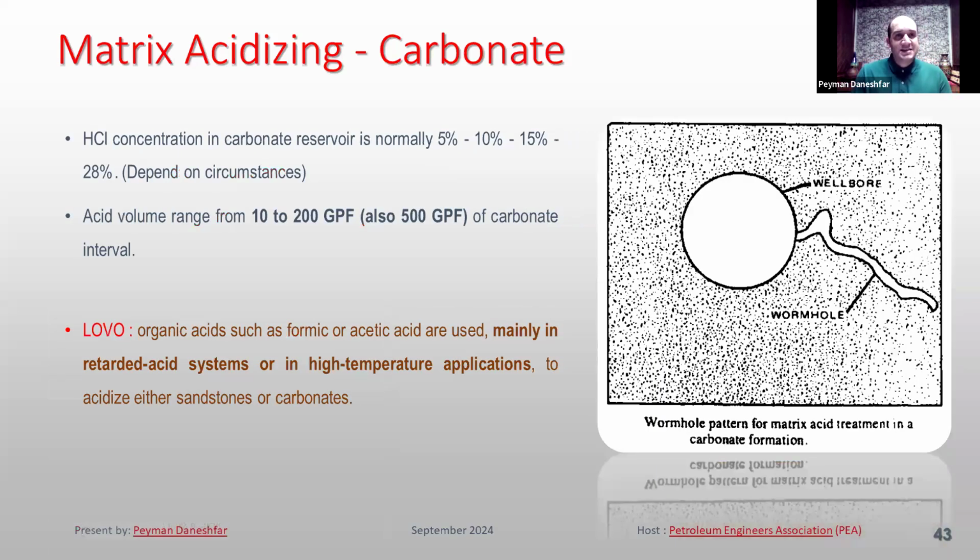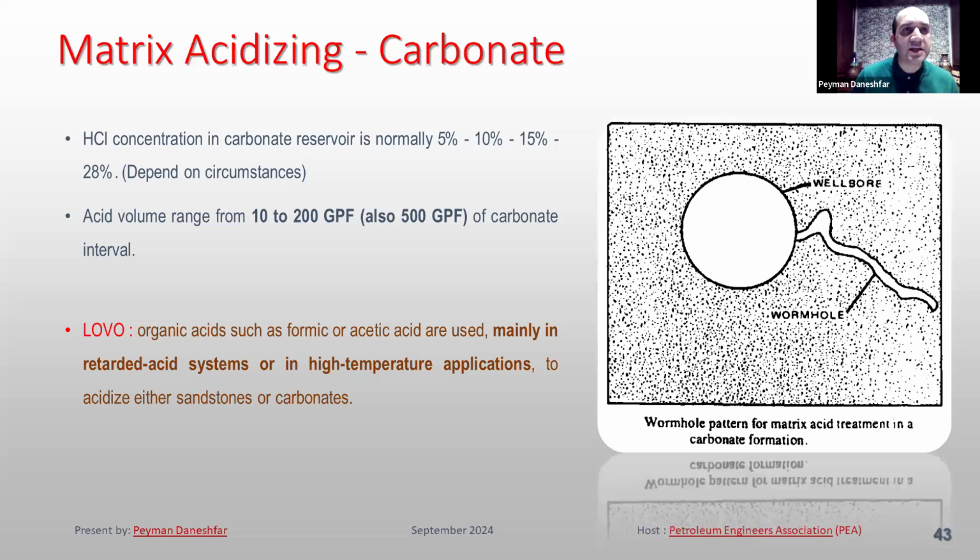In matrix acidizing of carbonate, we can use some concentration or strength of acid, 5% in preflushes. My main opinion in carbonate formation acidizing, in a preflush step, when you don't have any aquifer near the wellbore, is to use acidic preflushes. I will talk about this in the last slide also. So we use 5, 10, 15, and also 28% acid.